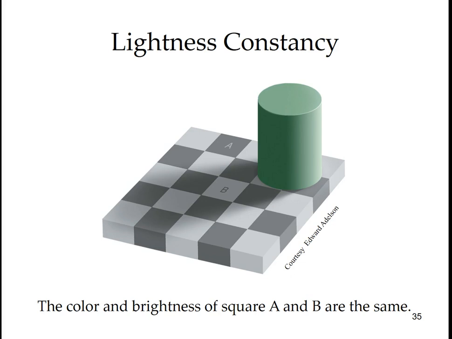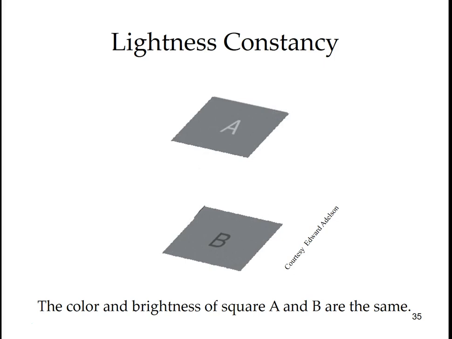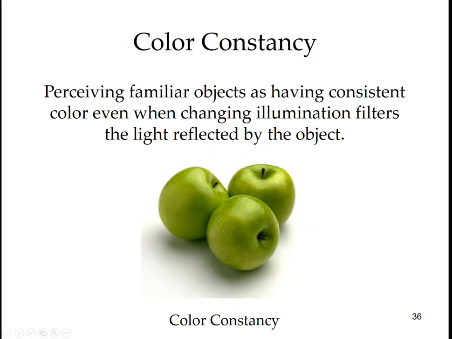Color constancy is our ability to perceive the color of an object as unchanging even when its illumination changes. For both constancies, the brain perceives the quality of lightness or color relative to the surrounding objects. We perceive familiar objects as having consistent color even when changing illumination filters the light reflected by the object. So this is color constancy, and as we can see, the color of the object appears to change.